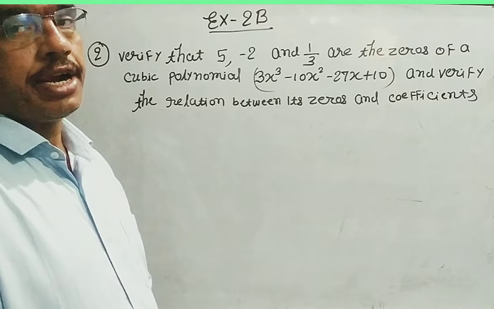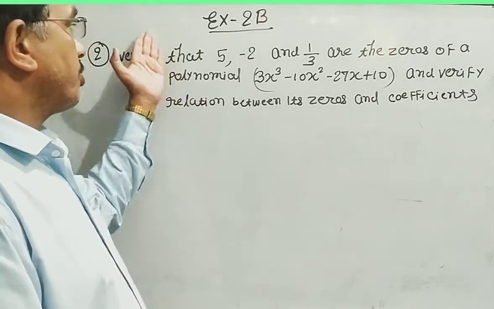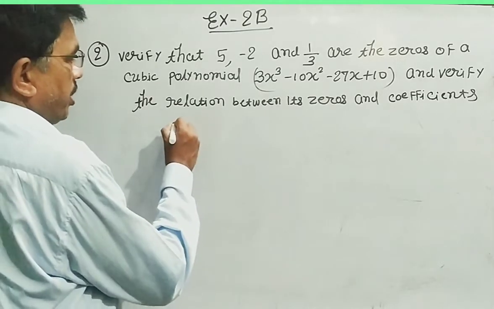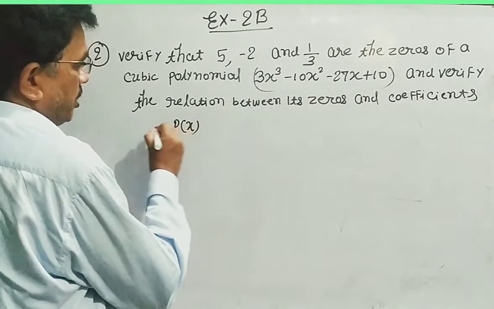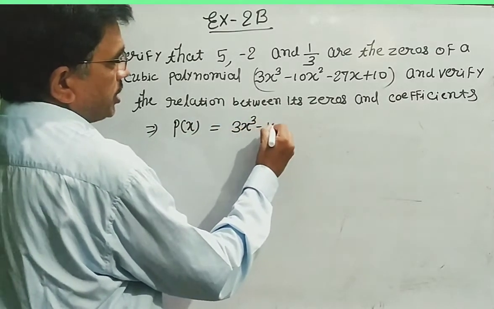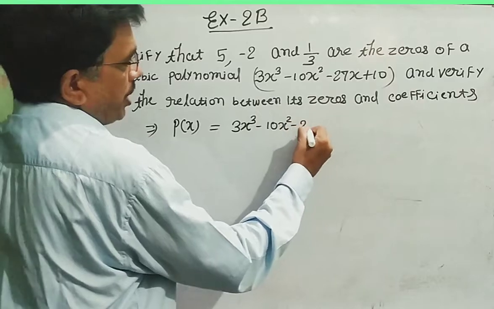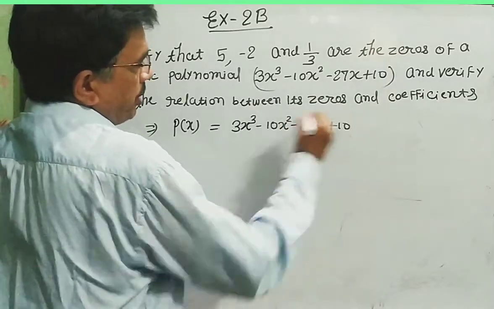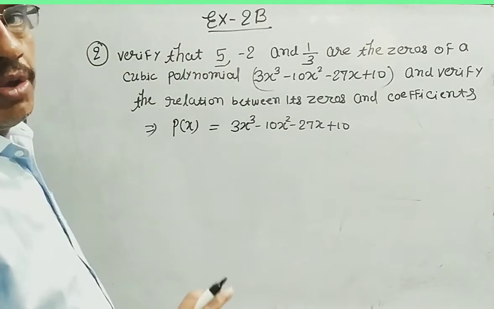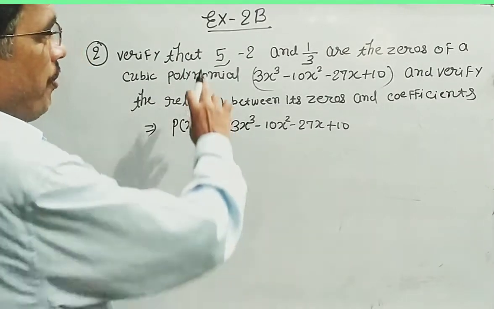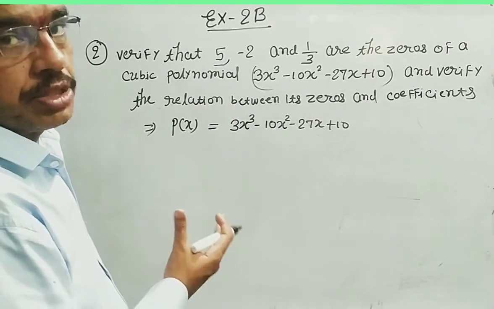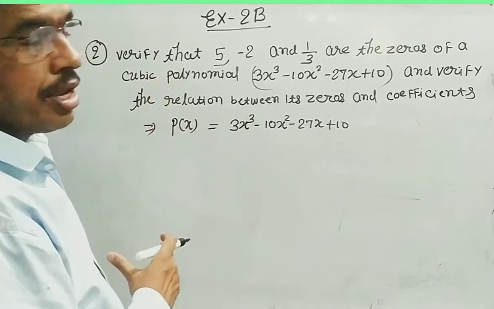Dear student, I solved the first examples like this. Today I discuss it again and repeat it. Questions number 1 and 2 are both the same. First you write the polynomial, p(x), equal to 3x cube minus 10x square minus 27x plus 10. Your question is to verify that they are the zeros. A value is a zero only when we put it in place of x and get 0 as the solution.